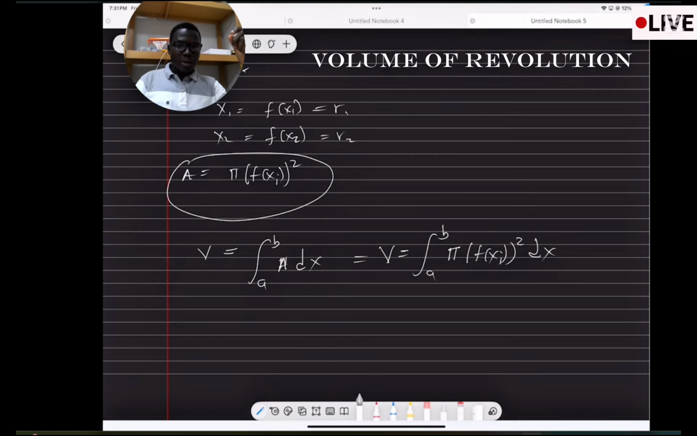In my next tutorial, I am going to talk about the washer method, and after talking about the washer method, we will solve some examples later.